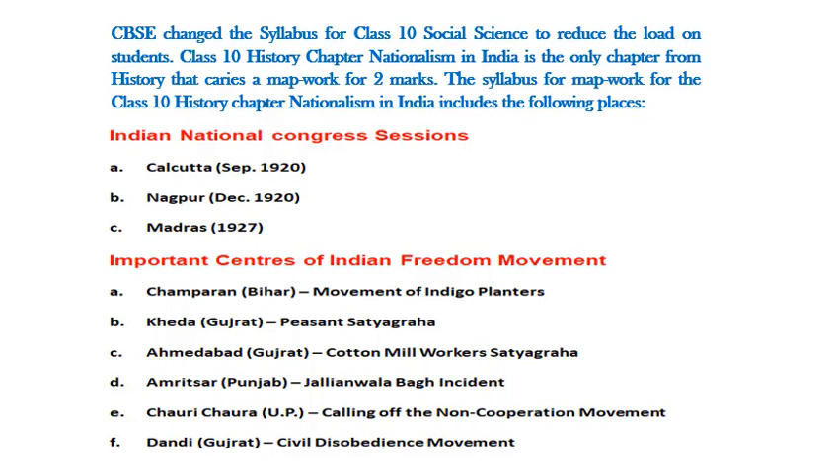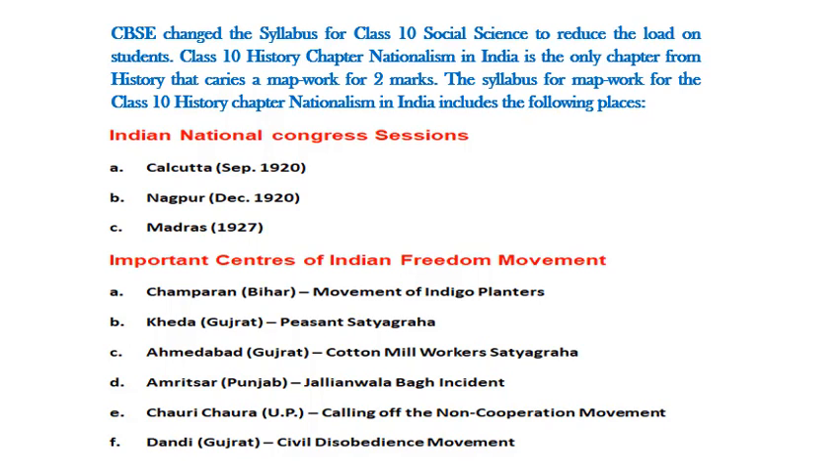So we have this year in history for map marking 3 places clearly mentioned: Calcutta, Nagpur, and Madras. All these places, you need to know where they are located and why they were famous. For what reason? The clues and the importance of those places. It is clearly mentioned also.